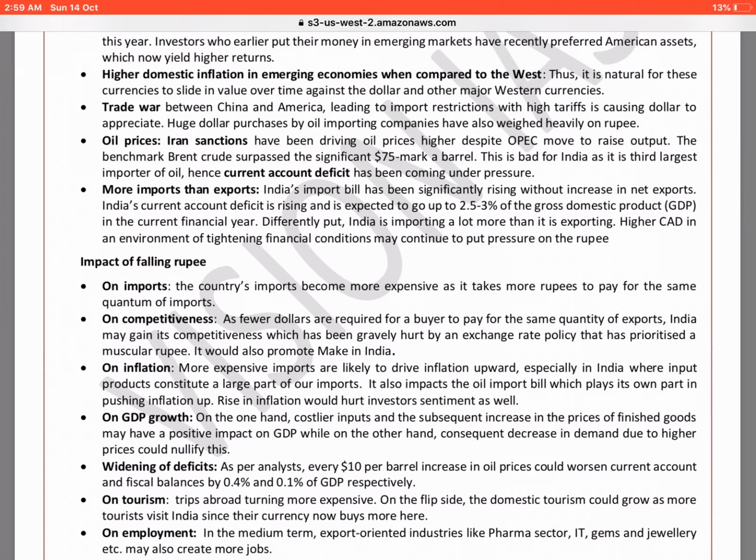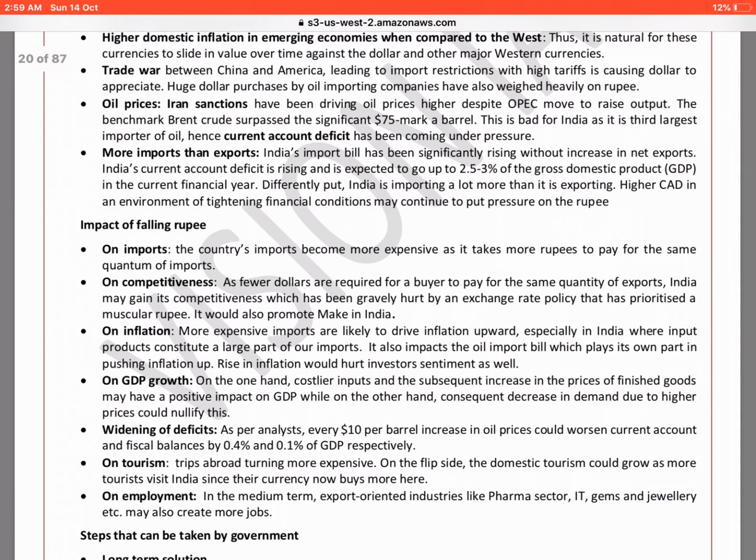And also because of oil price rises, we know that oil prices are rising, and the West has put sanctions on Iran, because of which after November 2018, we will not be able to import oil from Iran. So these are problems also. And we are more import dependent than export oriented, so this is the main issue.